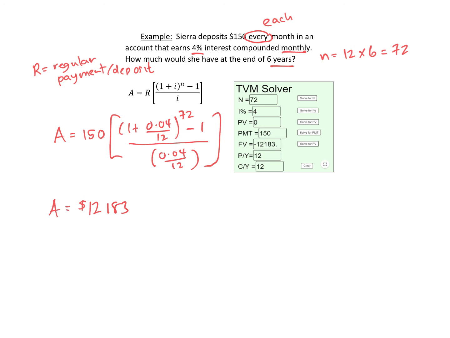If you're doing this on the TVM Solver, you'll see that N is 72, which is what we determined here. The interest rate is 4%, which is compounded monthly, so 12 and 12. The present value is 0 because you're not starting with anything, but we're making a regular payment or deposit of 150, and we're going to solve for the future value, and you'll see that we end up with the same result.